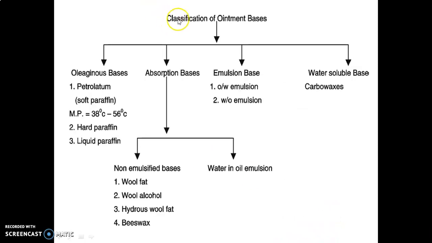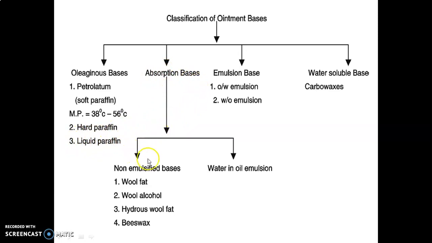Next we will discuss the classification of ointment bases. There are four main classes: oleaginous base, absorption base, emulsion base and water soluble base. In oleaginous base, the first type is petrolatum, that is soft paraffin, which has a melting point of 38 degrees Celsius to 56 degrees Celsius. The second is hard paraffin, and the third is liquid paraffin.